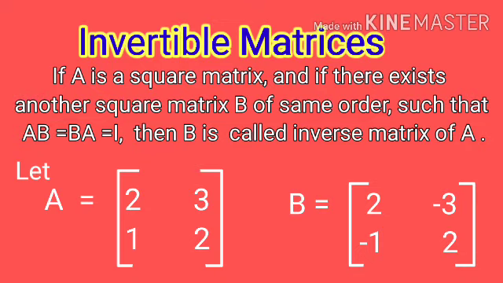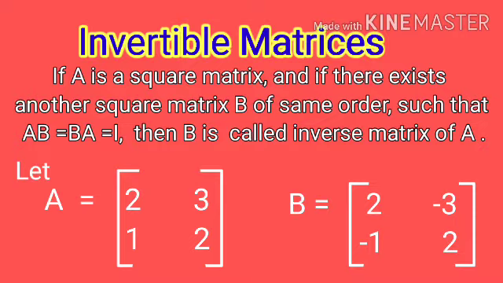Now the next definition is invertible matrices. If A is a square matrix, and if there exists another square matrix B of the same order such that A into B equals B into A, which is equal to I, then B is called the inverse matrix of A, and in this case matrix A is said to be invertible. Now let's see one example. Let matrix A be 2 3; 1 2, and suppose matrix B is 2 minus 3; minus 1 2.